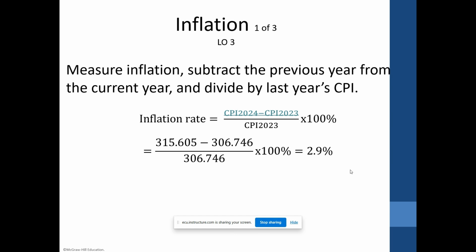In this numerical example, CPI data for December 2024 has a price index of 315.6, and December 2023 has a price index of 306.7. You can calculate the inflation rate and find it is 2.9%. The BLS runs to the 10th decimal place.